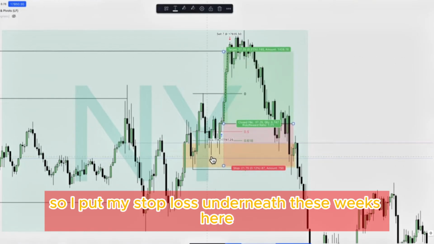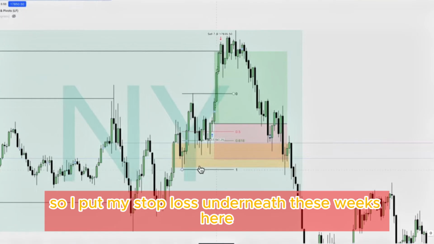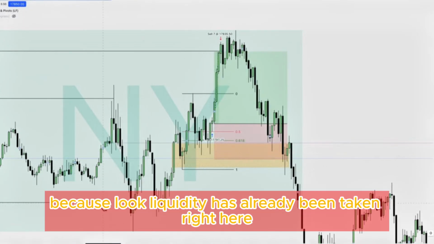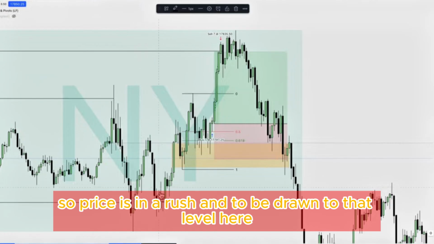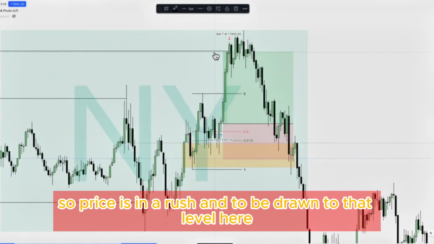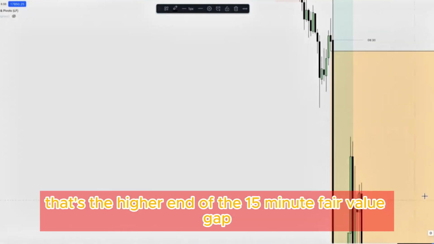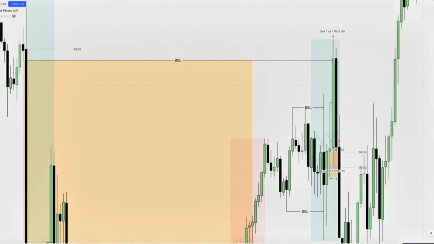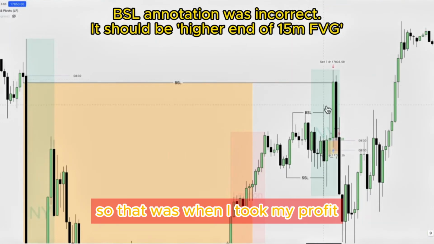So I put my stop loss underneath these wicks here. Why did I put it here and not here? Because look, liquidity has already been taken right here. So price is in a rush to be drawn to that level here. That's the higher end of the 15-minute fair value gap. So that was when I took my profit.